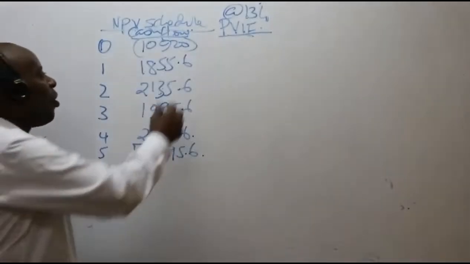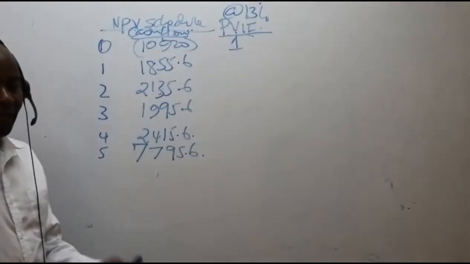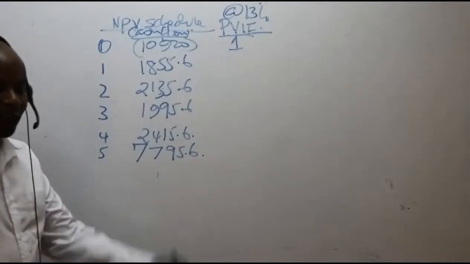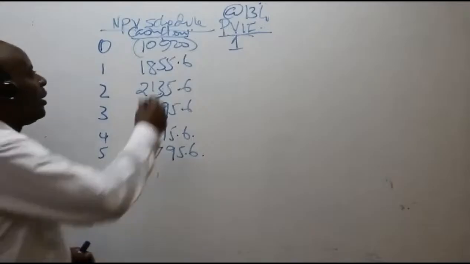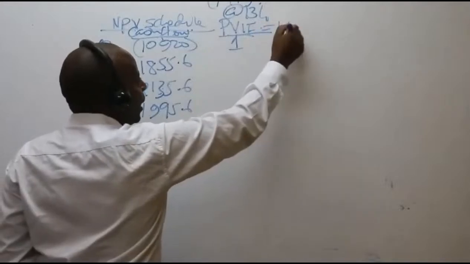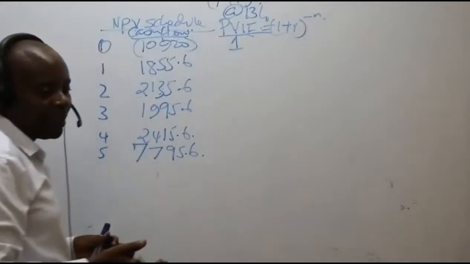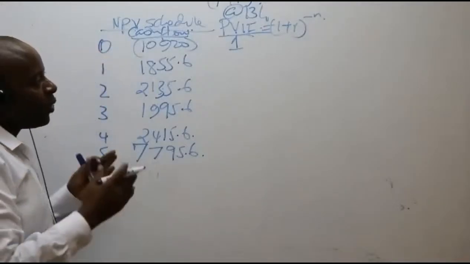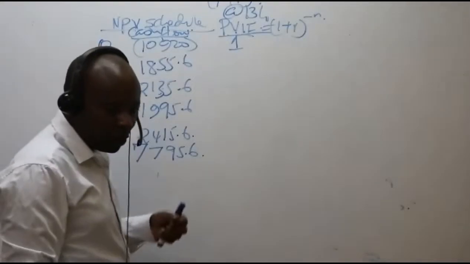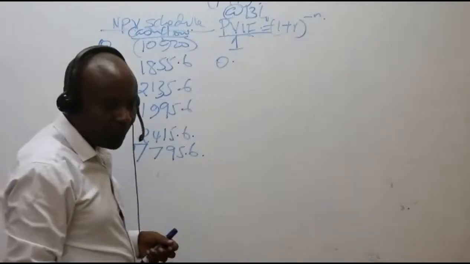I know that at time 0, the PV will always be equal to 1. Is there anybody who has 13% in their table? If you don't have it, you know the formula. This is supposed to be 1 plus R, raised to negative n. So the first one will be 1 plus 0.13, that is 1.13 raised to minus 1. So I'm being told that the first one is supposed to be 0.5. No. The second one here is supposed to be 0.8850.